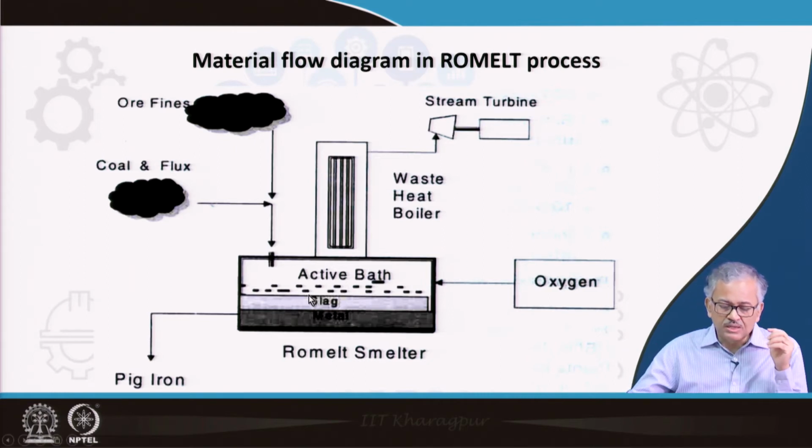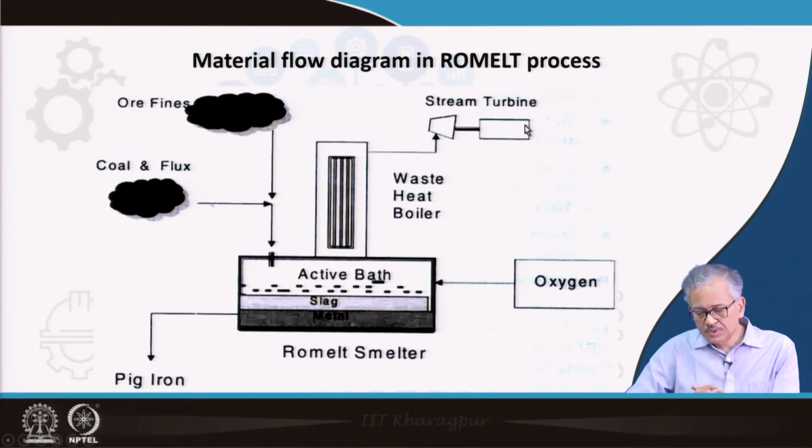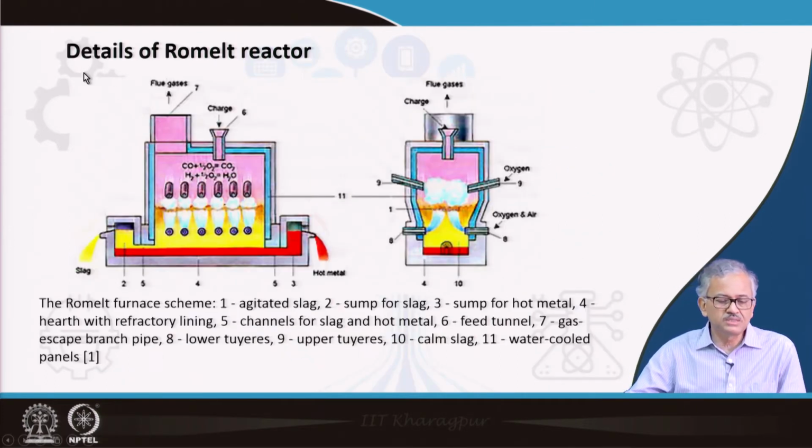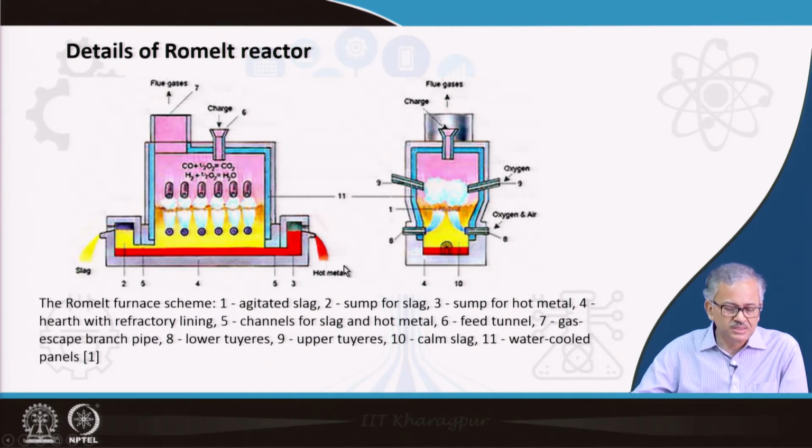So it is not that effective, and rich gas comes out, and then you have to use this. There is a steam turbine to generate the power. Okay. So this is the simple process. I will talk about that, and this is the detail of the Rommel reactor. You can see there is a graphic view.